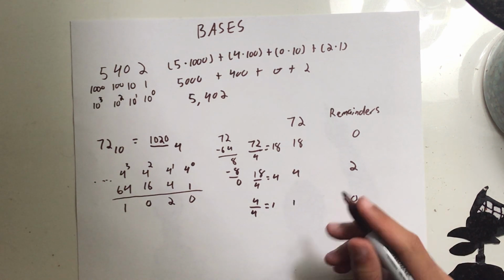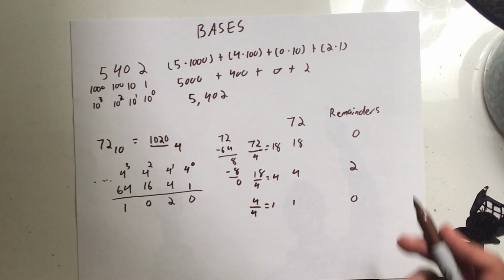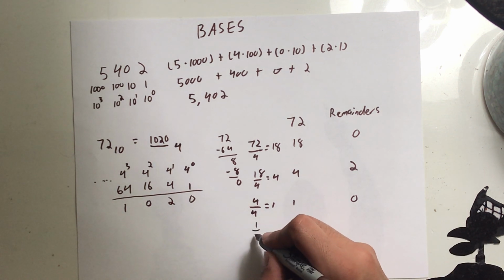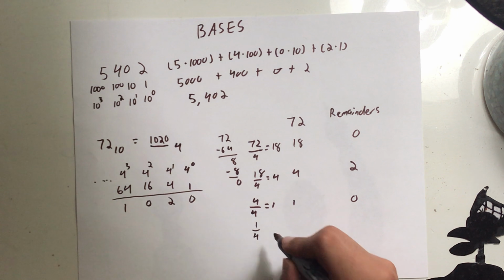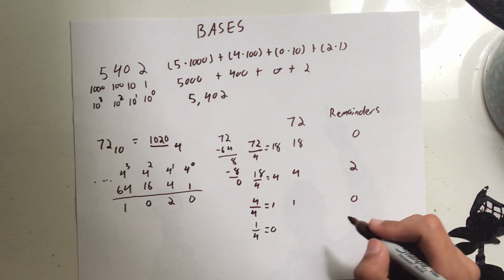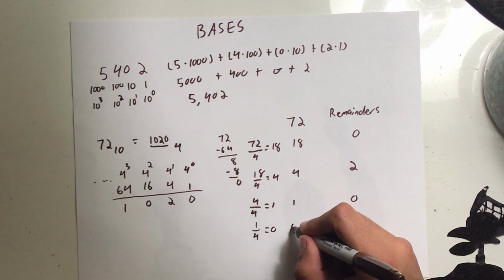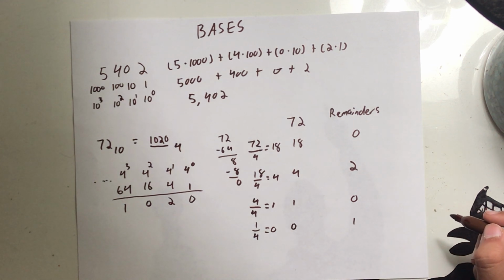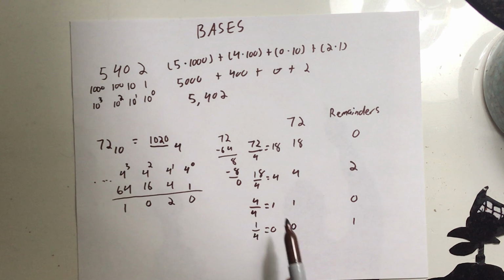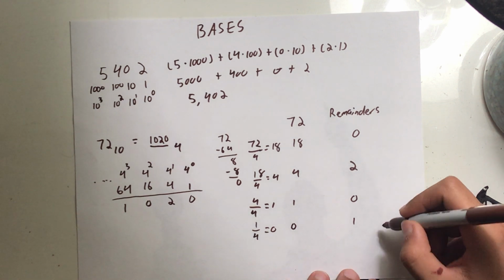And we keep on going until this number right here is 0. So now if we do 1 divided by 4, we get 0 with the remainder of 1. So now I'm going to write down 1 here and a 0 here, and now we're done. So now how do we get the number? Well, if you can't see from here, we actually go from the bottom up.